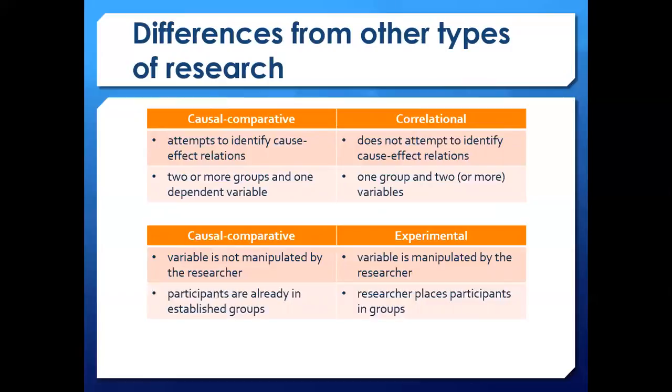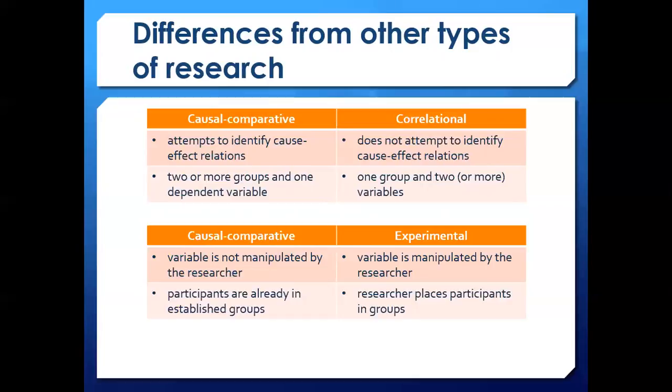There are also differences between causal comparative and experimental studies. In a causal comparative study, the variable is not manipulated by the researcher. This is really important, and we're going to talk more about it later. In experimental studies, the researcher will manipulate the variable, but that does not happen in a causal comparative study. Also, in a causal comparative study, the participants are already in established groups. In an experimental study, the researcher places the participants in groups. Let's look at an example.